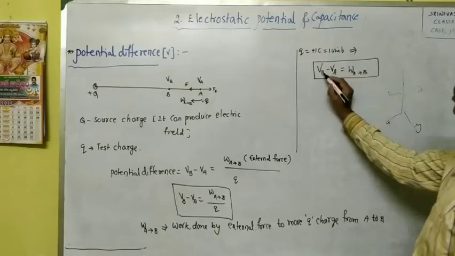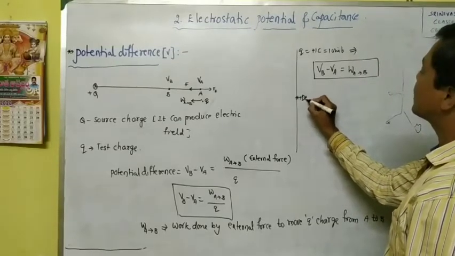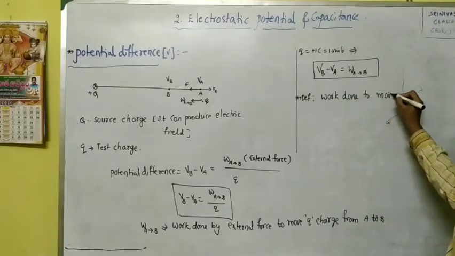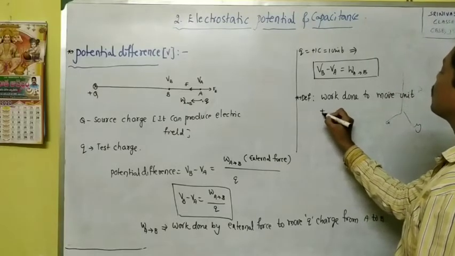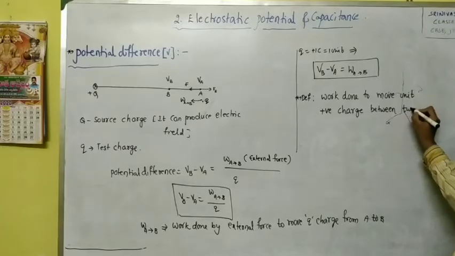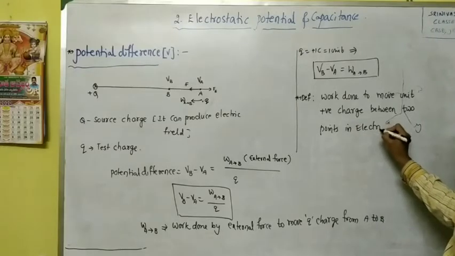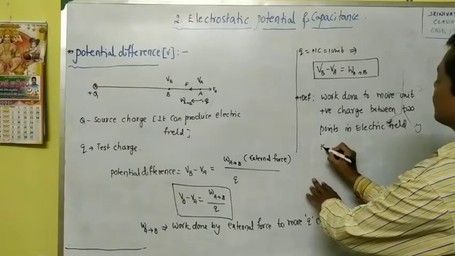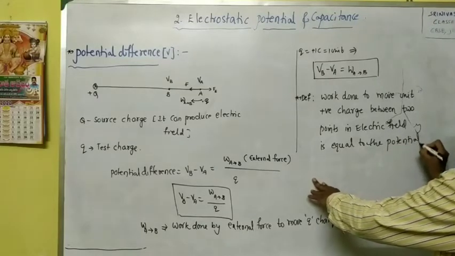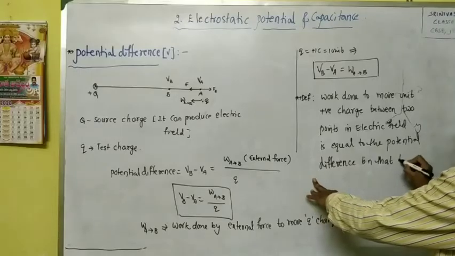That means the work is equal to the potential difference, but for a unit positive charge. The definition of potential difference we will write like this: the work done to move a unit positive charge between two points in an electric field is equal to the potential difference between those two points.